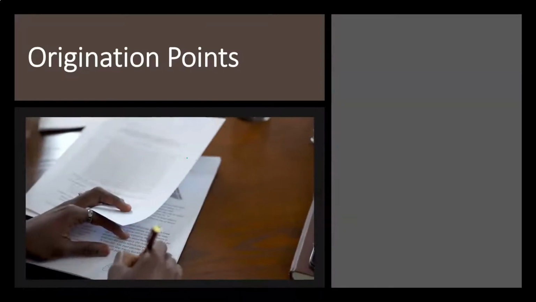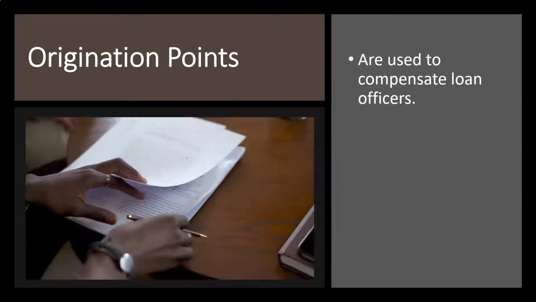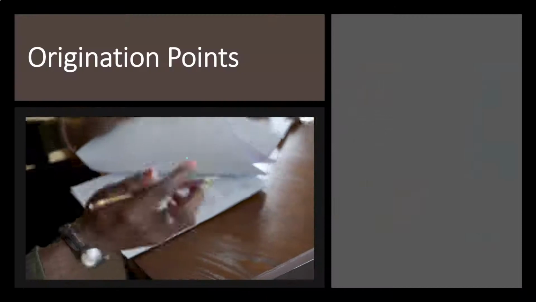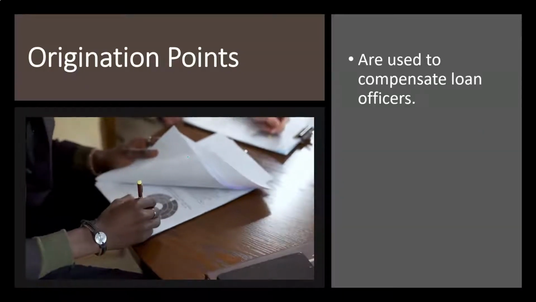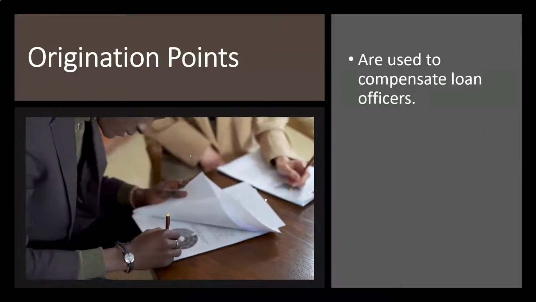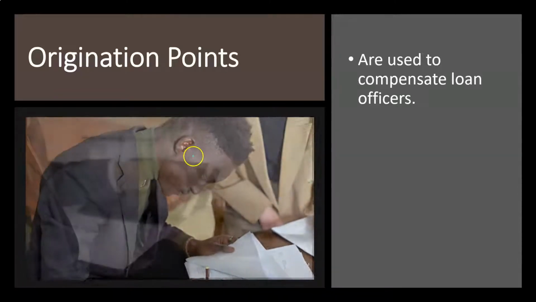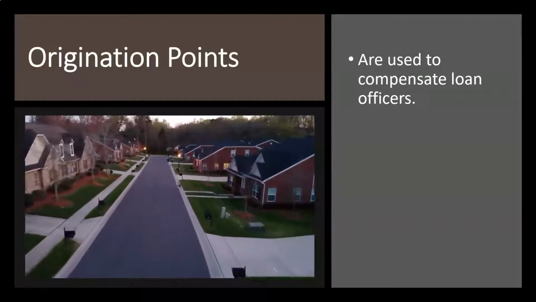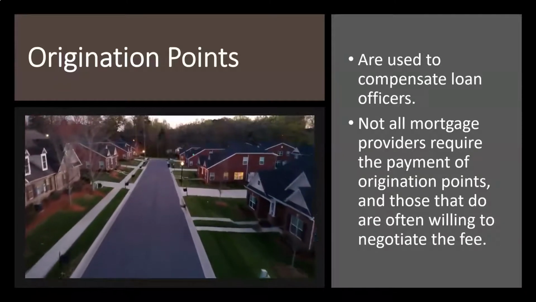So the origination points, what are the origination points of the two types of points? Remember the two types being origination points and discount points. Looking now at the first, origination points are used to compensate loan officers. So in that sense, they're kind of more like a fee. So they're kind of using this point system as a fees type of process.